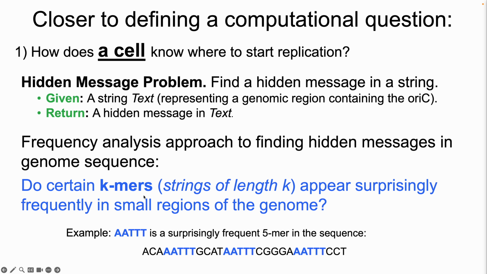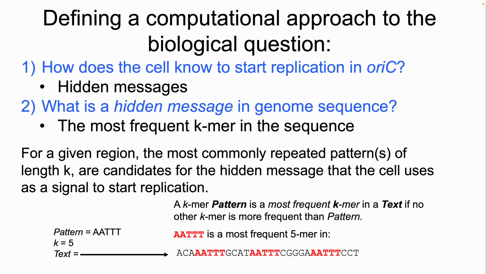So, do certain k-mers, which is just shorthand for a string of length k, appear surprisingly frequently in small regions of the genome? We're going to start with small regions of the genome, then we'll expand to looking at whole genomes in a minute. For example, if you've got a 5-mer, so k is 5, and in this string that 5-mer happens 3 times, that's sort of surprisingly frequent, right? That's what we're talking about: is there a pattern that occurs more frequently than you would expect?